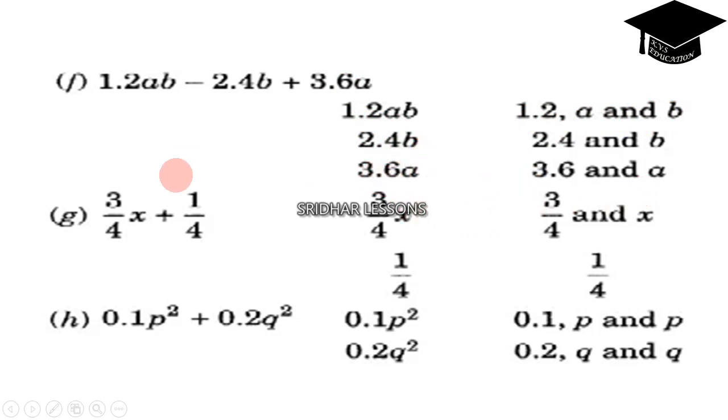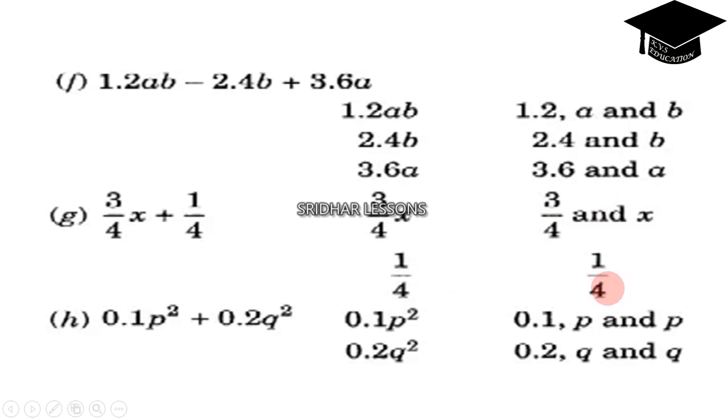Okay. Next question G. 3 by 4x plus 1 by 4. Don't worry, even though it's a fraction, it is a term. So we have 3 by 4x and 1 by 4. The factors are 3 by 4 and x. And for 1 by 4, the factor is 1 by 4.